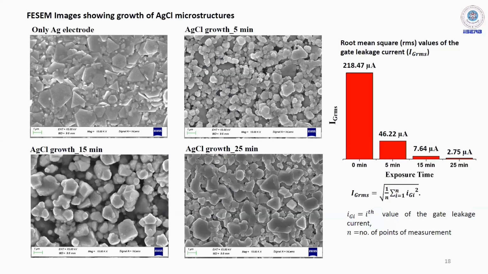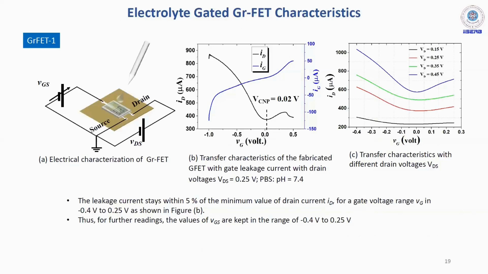We studied the gate current characterization with Ag/AgCl at different stages of formation, and we could see after 25 minutes of treatment, the gate current reduces to 2.75 microampere, which was initially more than 200 microampere. So that reduction in gate current actually helped us to get this transfer characteristic that you see, that U-shaped transfer characteristic. So this is again the output and transfer characteristics of the GRFET1 with different drain voltage.